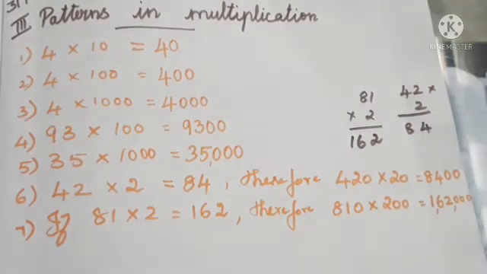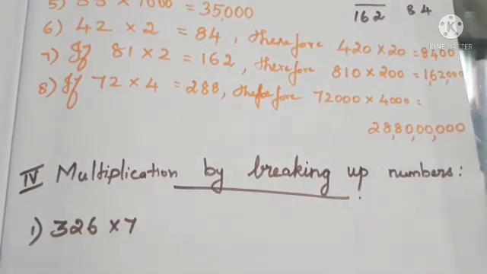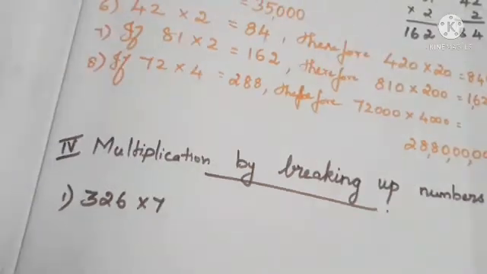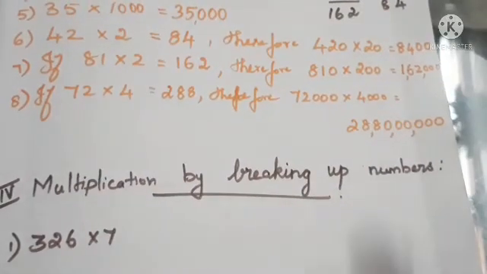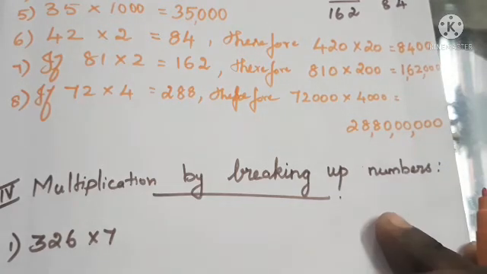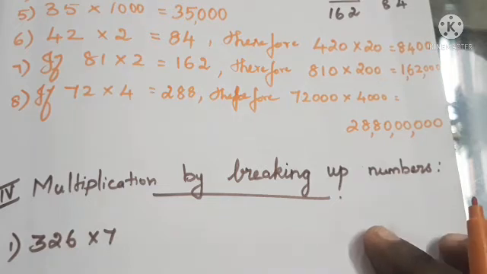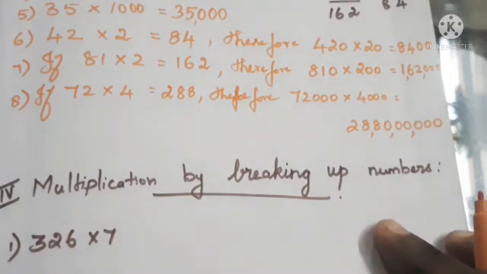Okay, understood this? So next, Roman number 4, multiplication by breaking up numbers. Have you learned this topic in grade 3? Yes. Okay, listen. While multiplying you can break the numbers. When you are multiplying a number by another number, you can break the numbers and multiply. Why we break the numbers is that it makes the multiplication very simple.